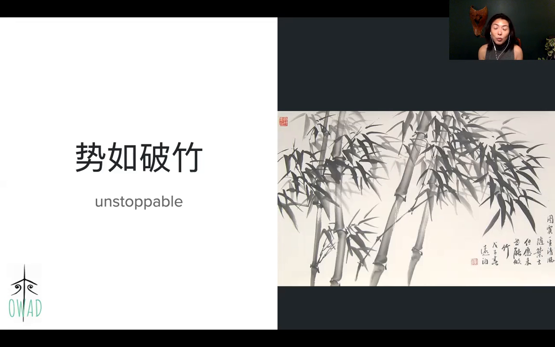And as I said, bamboo is one of the four plant personas admired by Chinese literati, so they're plant-based personifications. Bamboo is one of them. It means resilience.